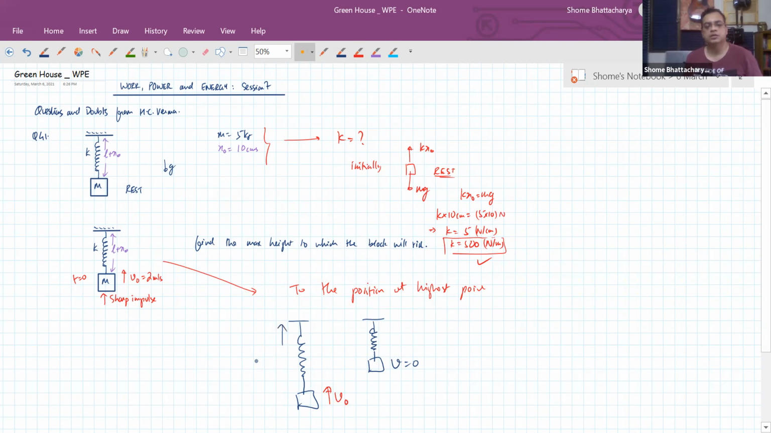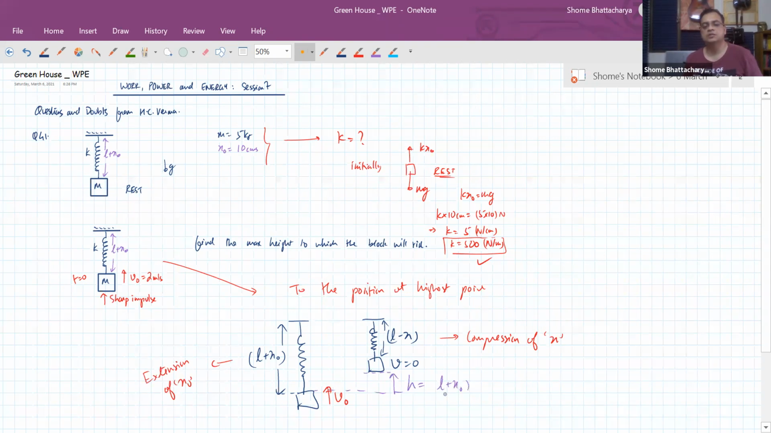Here, suppose the spring was like this. Now suppose we assume that the spring is compressed here. So now the spring is having a compression of x, whereas here the spring was having an extension of x naught. Between this state and this state, what is the height through which the block is climbing? That is the change in length of the spring. So it is L plus x naught, that was the initial length, minus L minus x, that's the final length. So x naught plus x, that is the vertical displacement of the block.